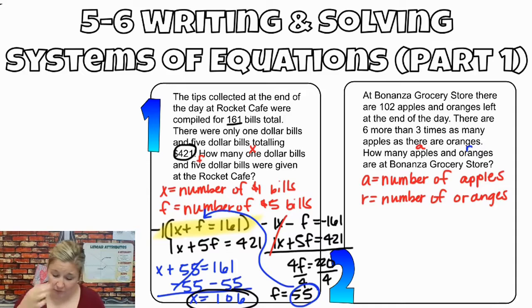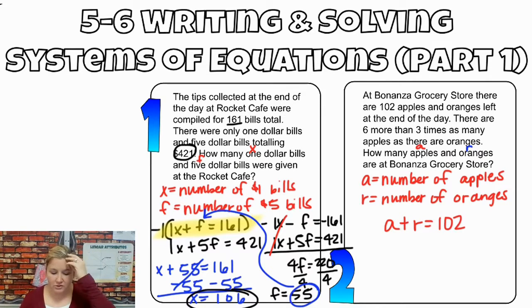Okay, so from here, I'm going to write a system of equations. I know that together there are 102 apples and oranges total, fruit all together. So I know that the number of apples plus the number of oranges is going to give me 102 total together.